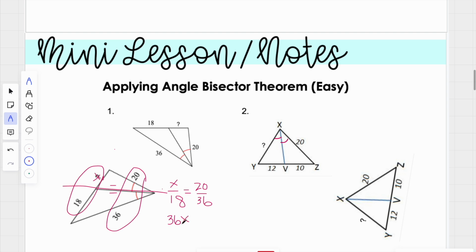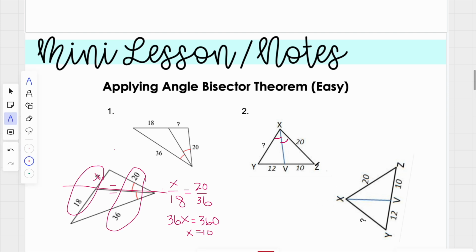And then what is 18 times 20? Hopefully you've got a calculator handy and you're going to say that that's 360. All right, and then you're going to divide out the x. You're going to get x is equal to 10. All right, and then you're done. Oh my gosh, piece of cake.